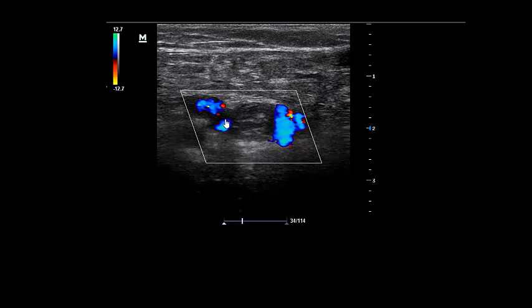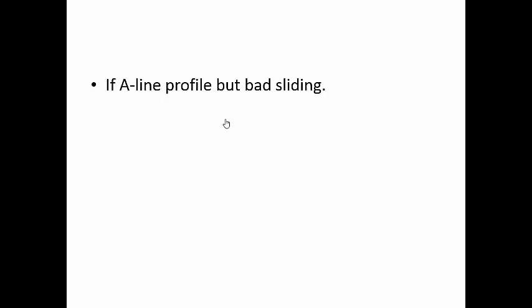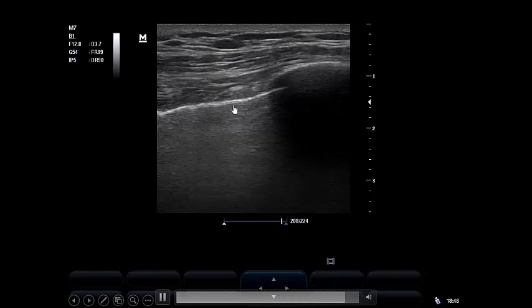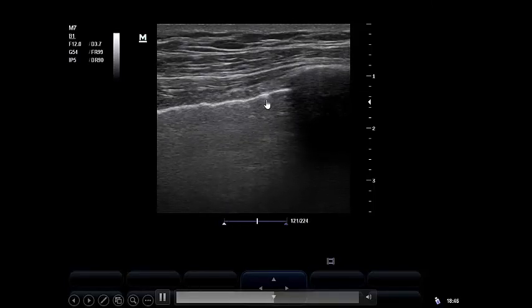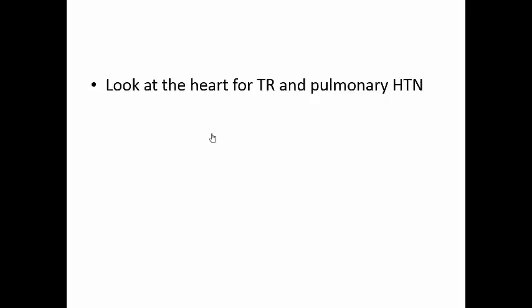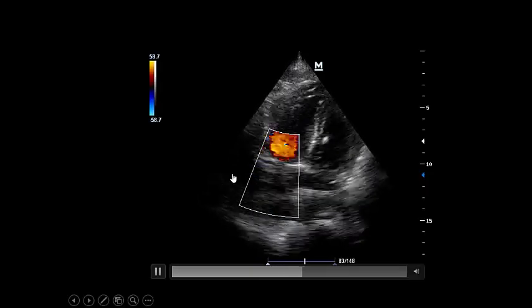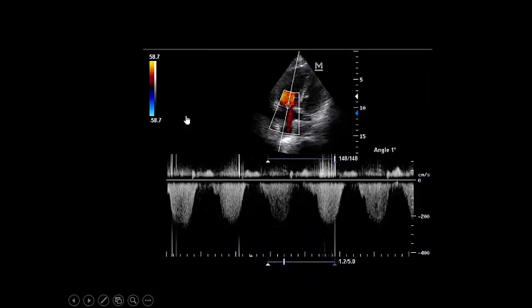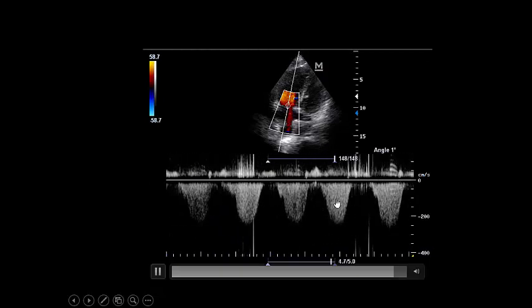Third, if you find inferior vena cava is dilated, non-collapsing, and there are A-line profiles but not good sliding, bad sliding, you will see the shimmering movement of the pleura very poor. Like this patient, you see there is sliding, but it is bad sliding. There is sliding and some B-lines here, but it is bad sliding. In this situation, please look to the heart for signs of tricuspid regurg and pulmonary hypertension. This is a tricuspid regurg and the hypertrophied right ventricle. This is the signal of tricuspid regurg denoting pulmonary hypertension.